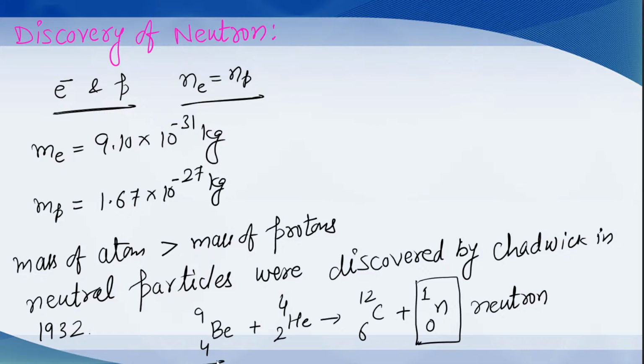When a thin foil of beryllium is bombarded with fast-moving alpha particles, each particle was found to carry a mass of 1.675 × 10^-27 kg. That is the mass of the neutron. It is nearly the same as that of the proton, but with no charge. It is slightly greater than the proton.